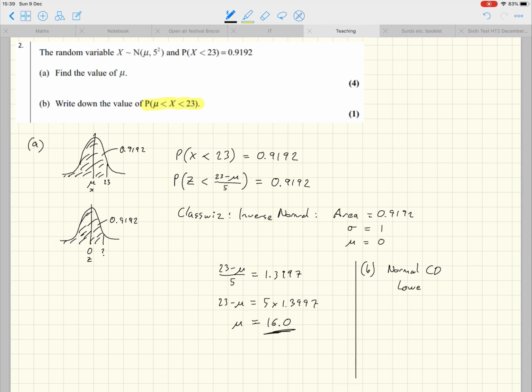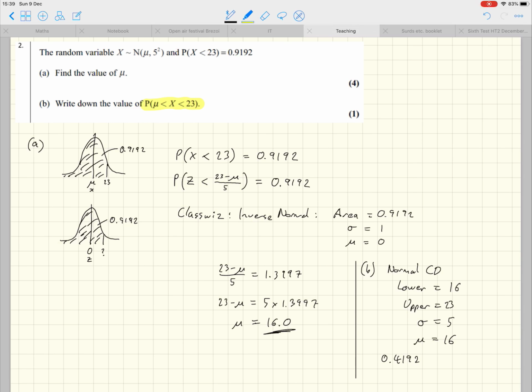Lower bound is our answer from the last question, so I'm just going to put 16. Upper, 23. And we also need sigma and mu. Sigma, we're dealing with x now, aren't we? So that'll be 5. And mu, of course, is 16. What have we got? We get 0.4192.